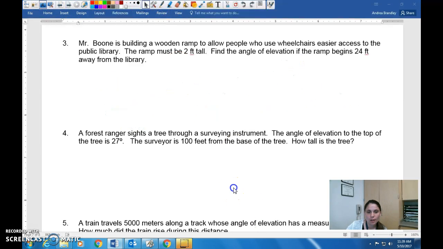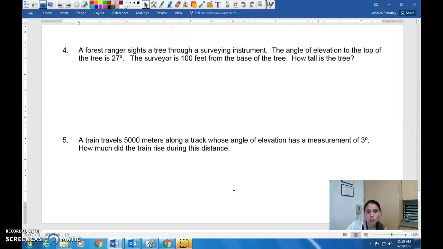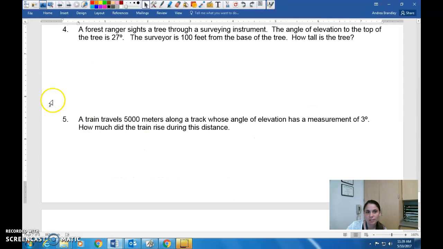Number 4. A forest ranger sights a tree through a surveying instrument. The angle of elevation to the top of the tree is 20 degrees. So we'll say I'm looking through my eyeglass to the top of the tree. This angle is 20 degrees. The surveyor is 100 feet from the base of the tree.